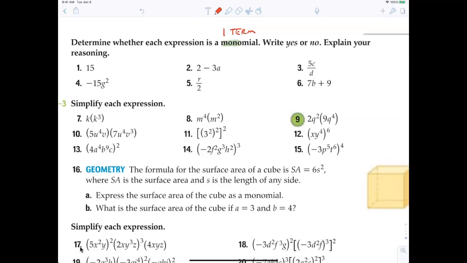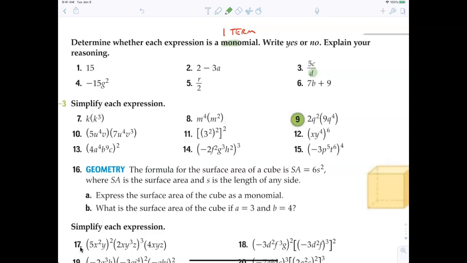The reason why it's not a monomial is because variables cannot be in the denominator. Variables cannot be in the denominator. There's a reason for that, but again, it's not really all that important. Nobody's going to ask you a math question about that particular thing. Just something you need to know. So number four, is that a monomial? Yeah, that's a monomial. Does everybody understand that just means negative 15 times g squared, right? So multiplication is okay. Division is not okay.